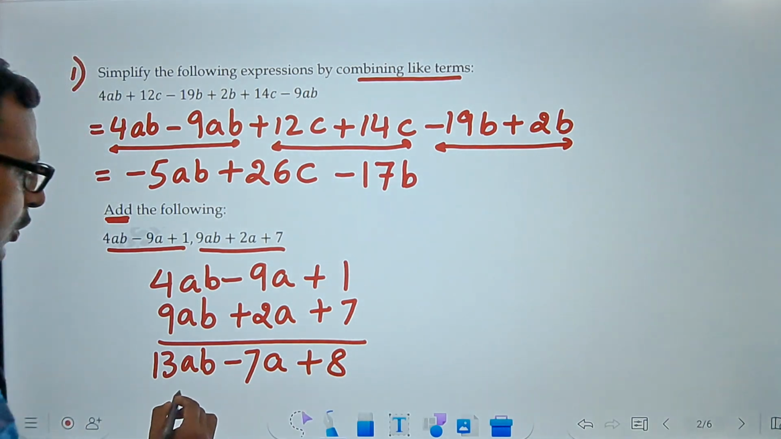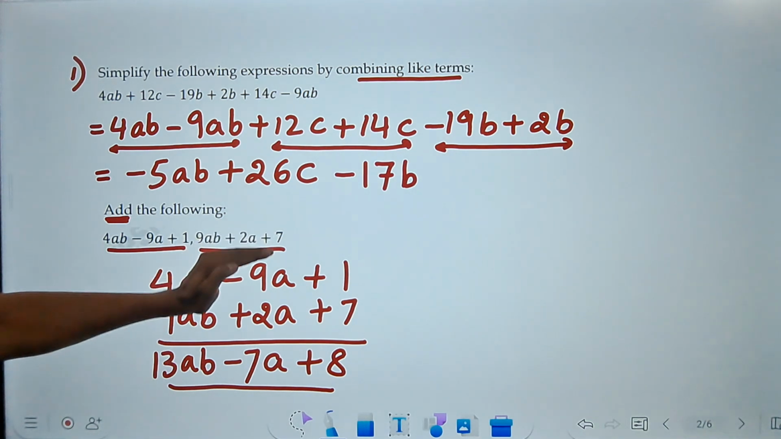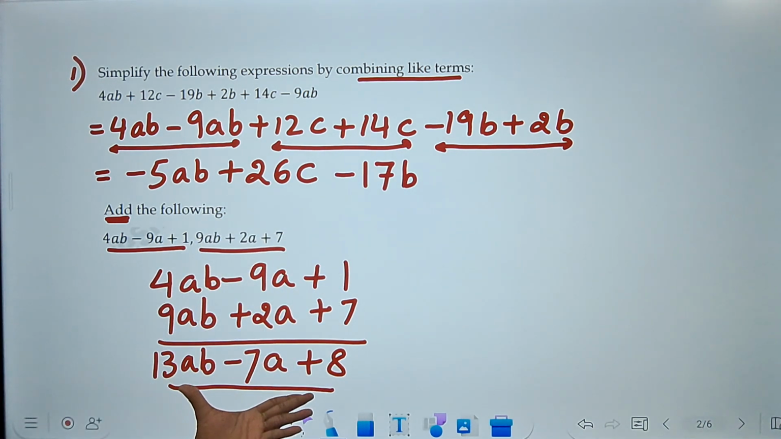So what did you do? You just added the like terms. That means you added vertically like this and you got 13ab minus 7a plus 8 as the answer for this particular question. After this, no more simplification is possible because all these are unlike terms. So this was question number 2.